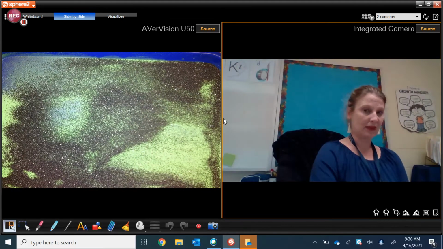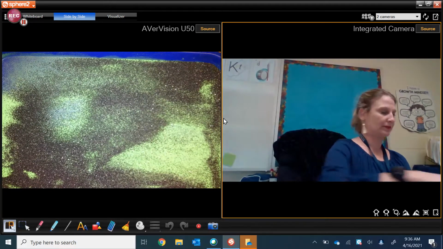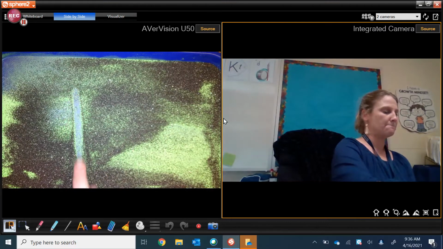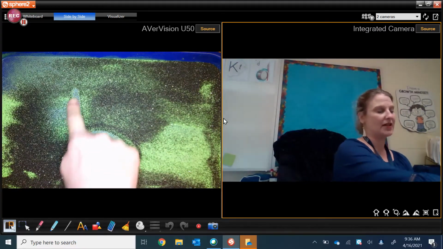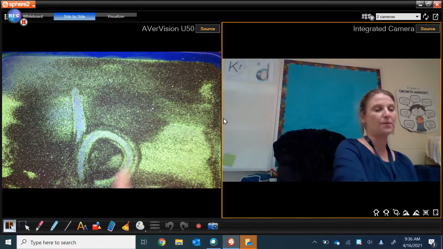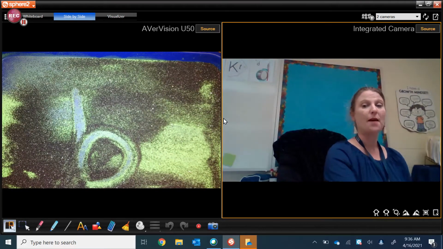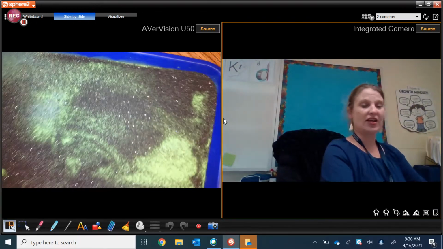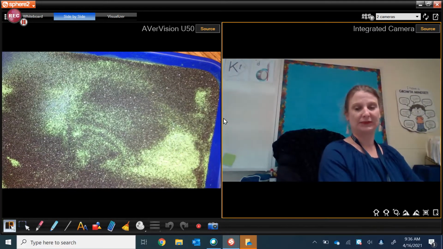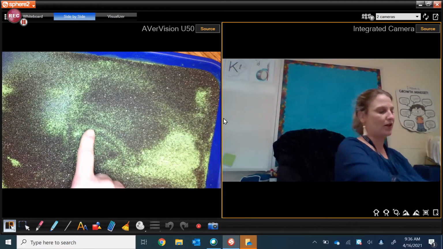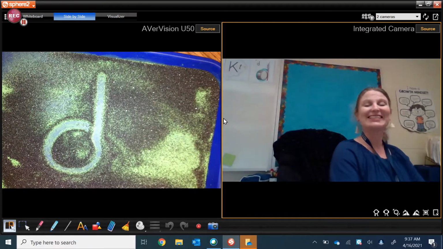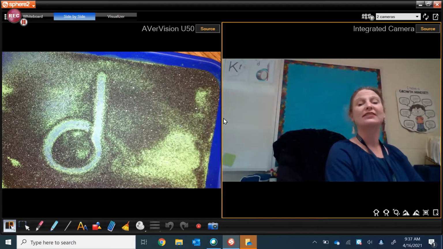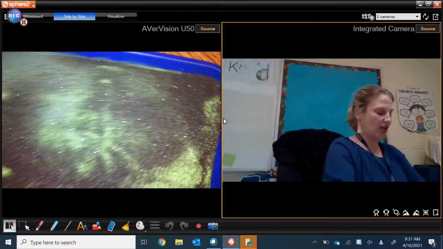Listen. Ba. B. Ba. Notice that I drew the bat and the ball for B. Ba. Shake, shake, shake. Da. Draw a drum, put a stick on it. Letter D says da, as in drum. Shake, shake, shake.